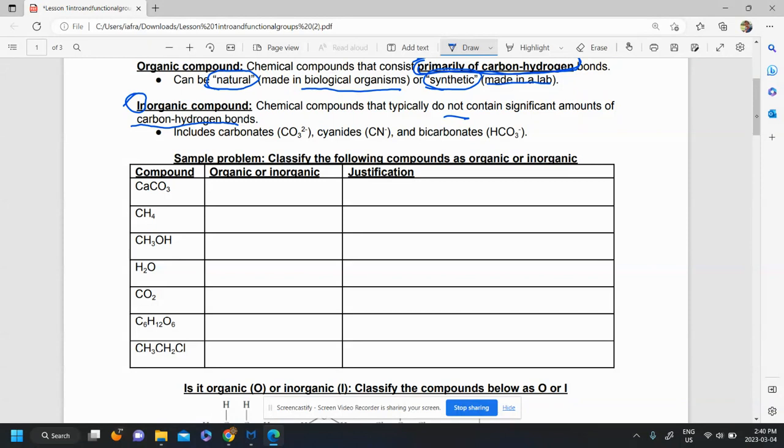CaCO3 is considered inorganic. Yes, there is carbon in there, but there are no CH bonds. So it's really missing that hydrogen component to be considered an organic compound. CH4 is a compound that's made up of C and H. That's all CH bonds, so it's considered organic, and the justification is that it's all CH bonds.